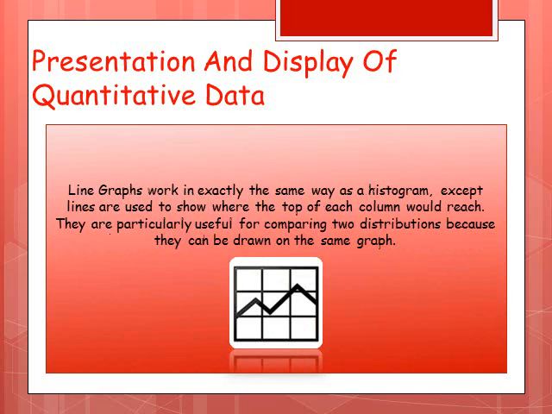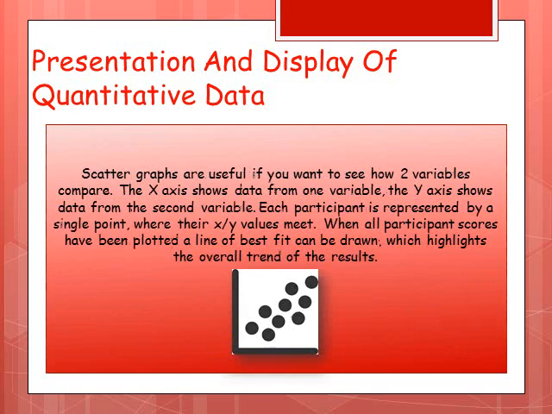Line graphs generally work in the same way as histograms, except the lines are used to show where the top of each column should reach. So it's sometimes quite useful when you're comparing two distributions, so they can be drawn on the same graph. Scatter graphs show us the relationship between two variables. So it allows us to see the strength of the relationship and the direction of the relationship.